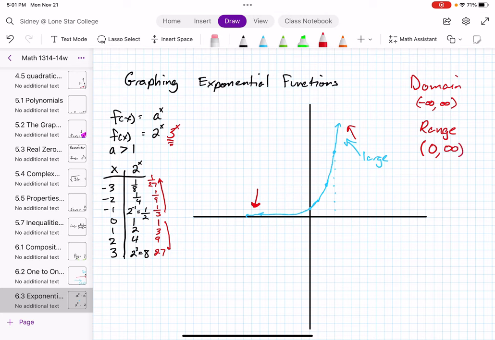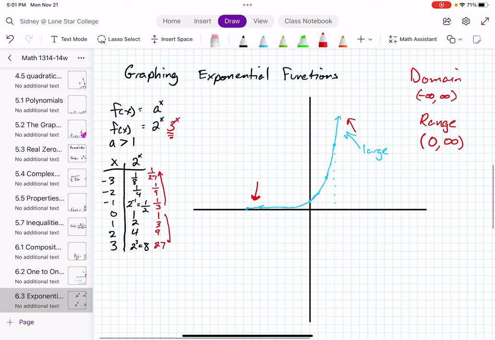This domain and range is consistent for all exponential functions that have an a greater than 1. It's true for all of them. And so we have our basic shape. Now, please note that you can do transformations of graphs, and you'll have questions on this. So go back and look at videos on transformations, a ton of stuff on YouTube.